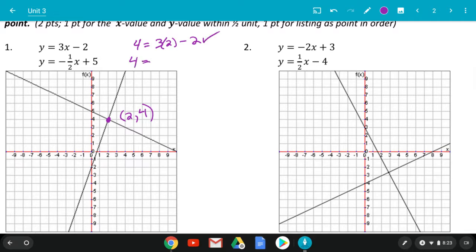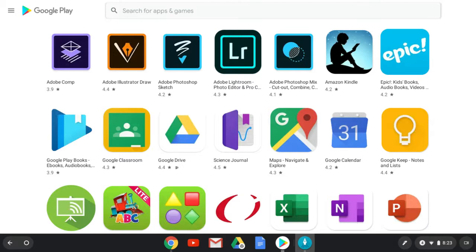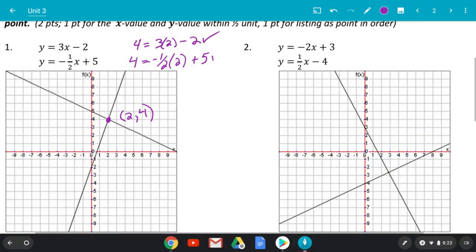Now let's try the other one. Does 4 equal negative 1/2 times 2 plus 5? Well, negative 1/2 times 2 is negative 1. Negative 1 plus 5 is 4. Yes, it worked there too. And that's what a solution is. The solution is the point, the ordered pair, the coordinates that satisfies both equations.